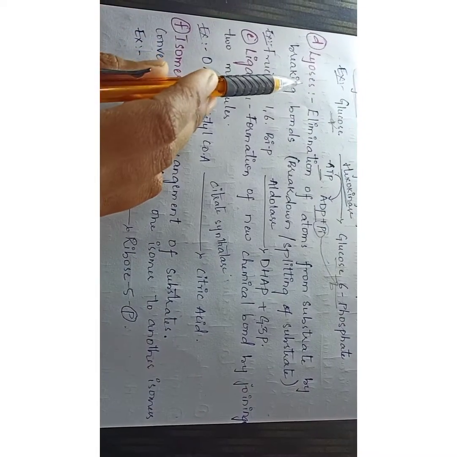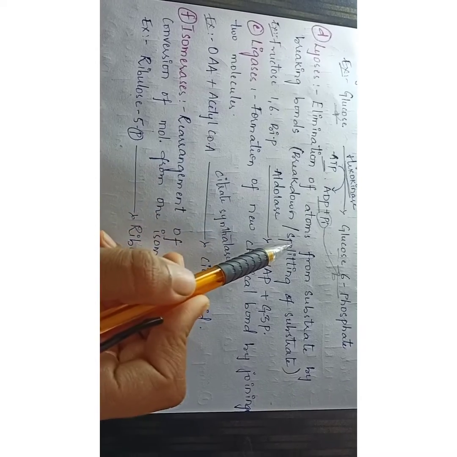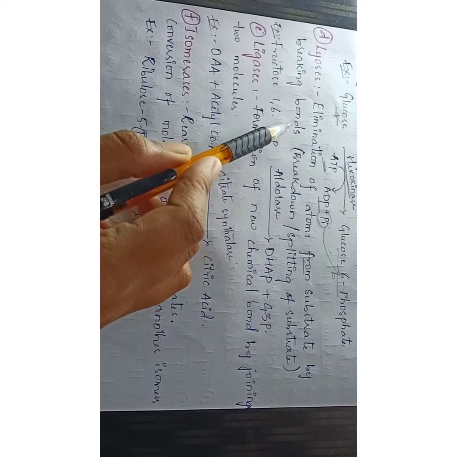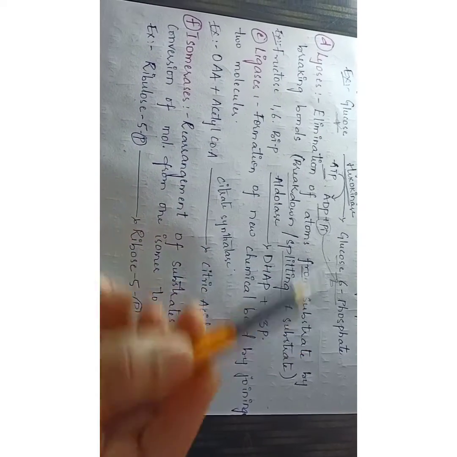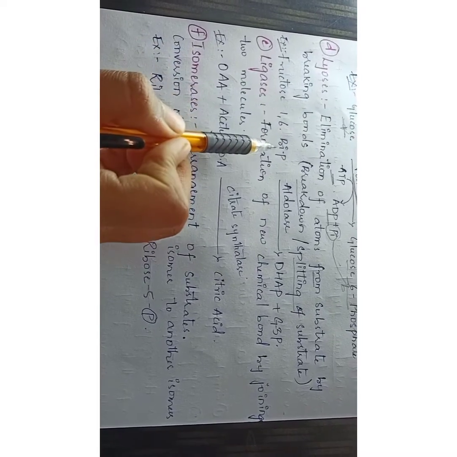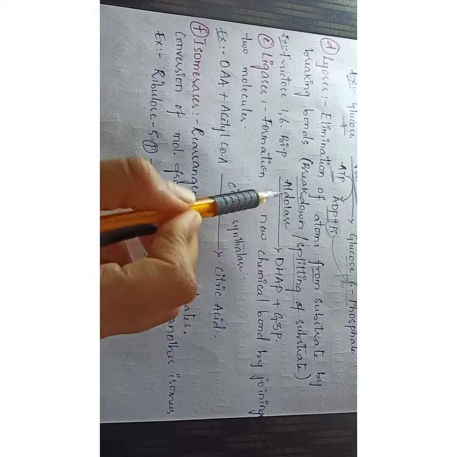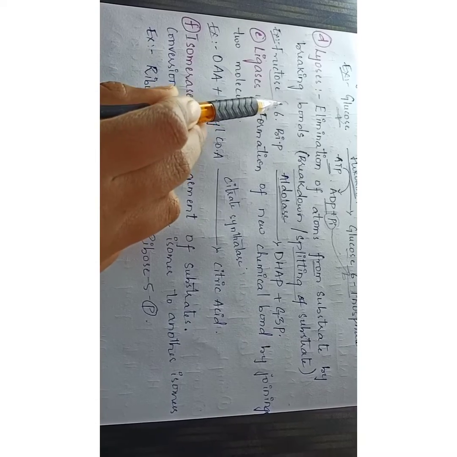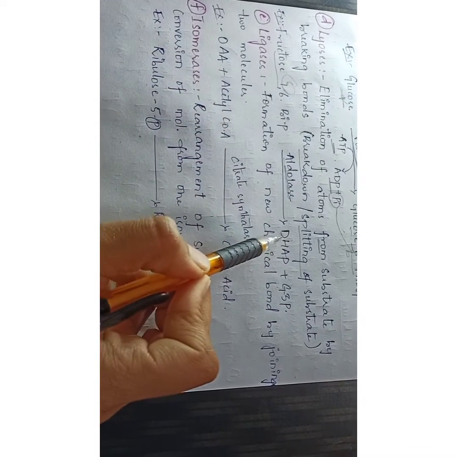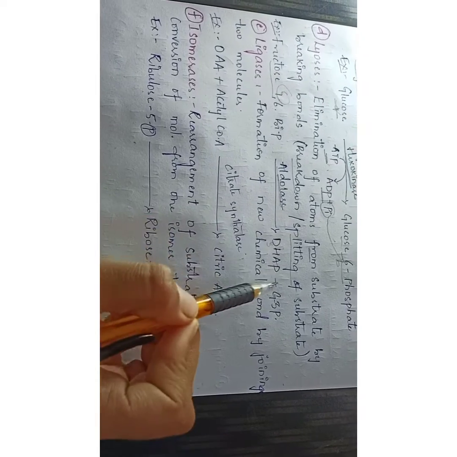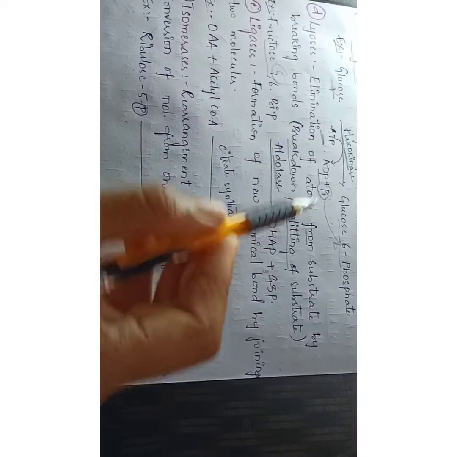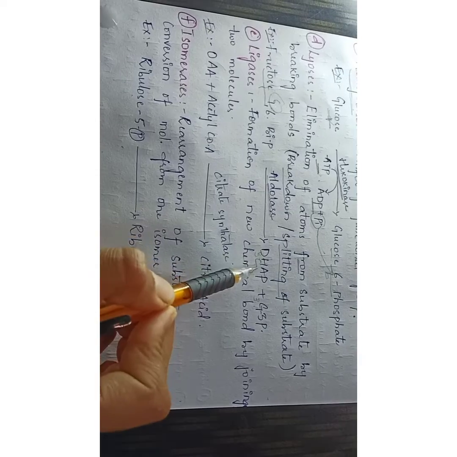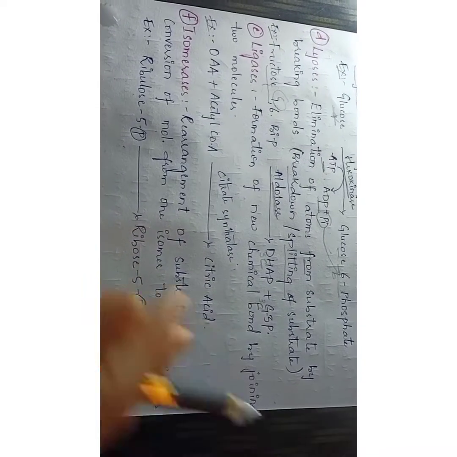Next one is lyases. Lysis is nothing but the elimination of atoms from the substrate. The atom is being removed by breaking up of bonds, by the breakdown, or we can say the splitting. Here for example, this is fructose 1,6-bisphosphate. In the presence of aldolase, which is a lyase enzyme, we can see that the fructose, which is a 6 carbon containing compound, is broken down into 3 carbon containing compounds. We can also say it is the breakdown or splitting of the substrate. See here, while the fructose is split, we can see 3 carbon containing DHAP and 3 carbon containing G3P. So this is the lyases.